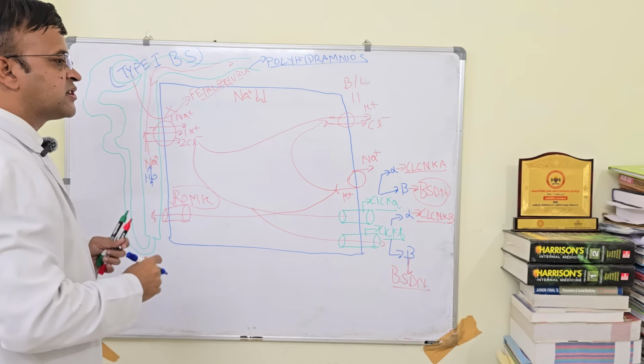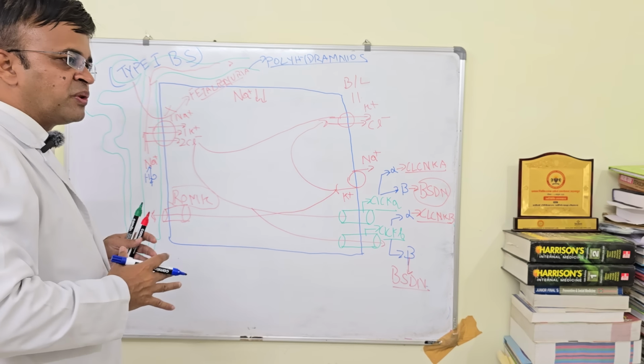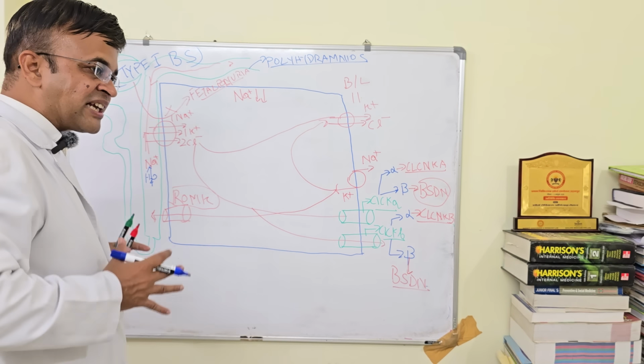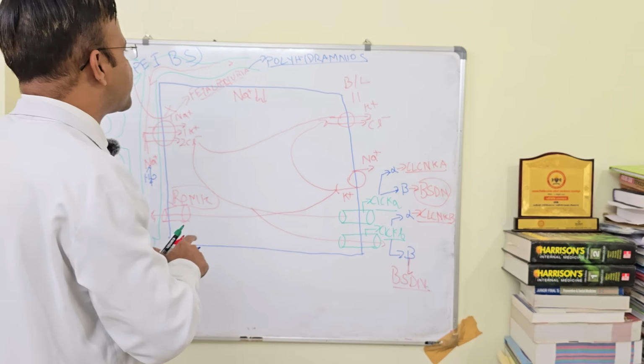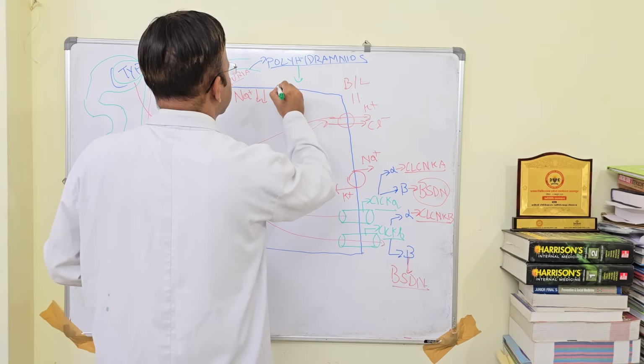What can polyhydramnios lead to? If the uterus is getting distended, the uterus will think that the baby has gone big. So the reflex contractions will start, and this can lead to premature birth.